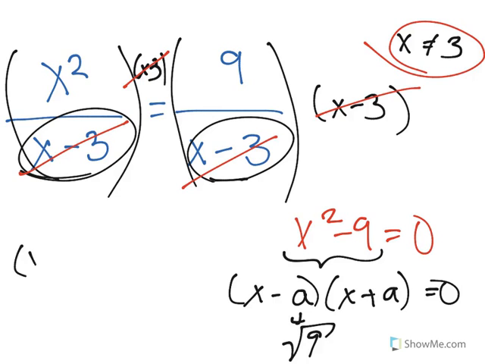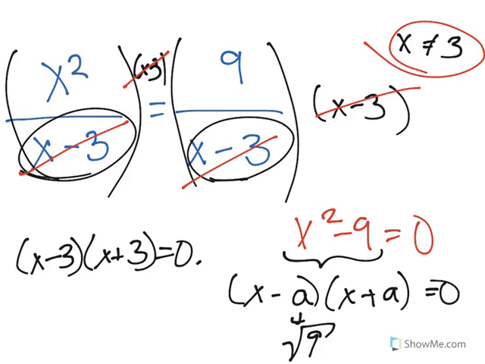So in this case, we just have x minus 3 times x plus 3 is equal to 0. And to find the zeros of this equation, we just find the zeros of the factors. So x minus 3 is equal to 0. We get that x is equal to 3.